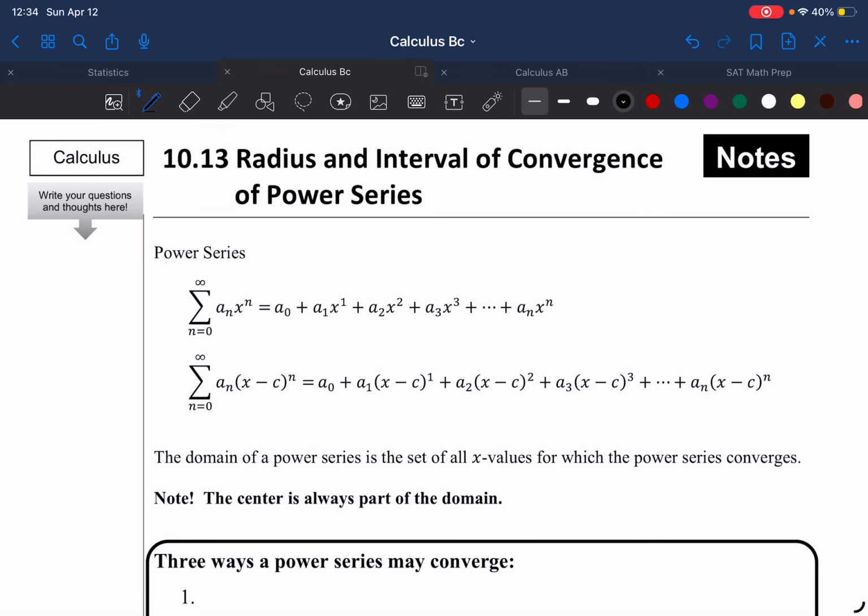Okay, 10.13 notes, radius and interval of convergence of power series. So the first part of this note is just a reminder what a power series looks like. Notice we have two types of power series here. The first one is just when C is equal to 0. That's why you don't see the minus C anywhere.